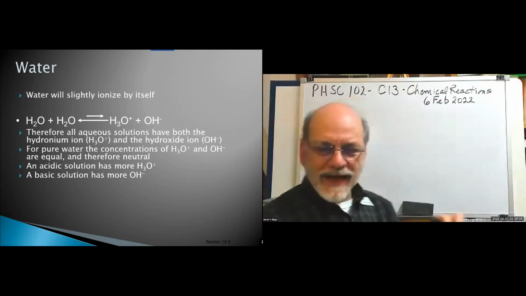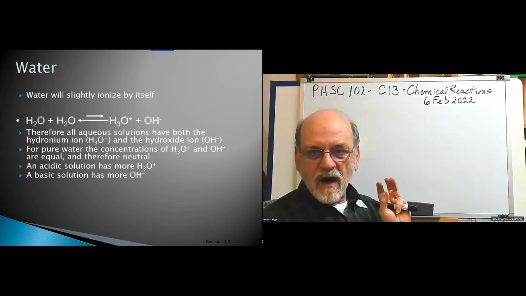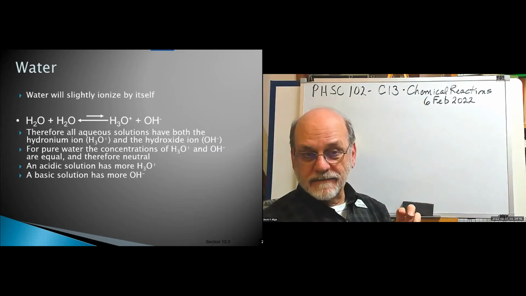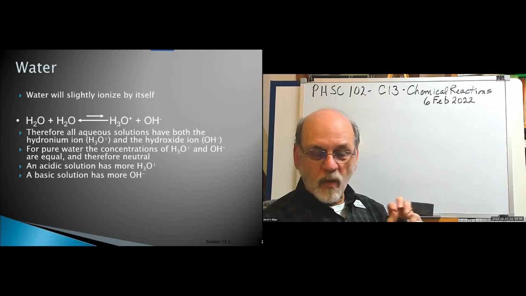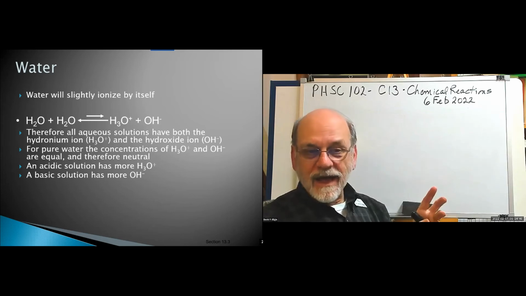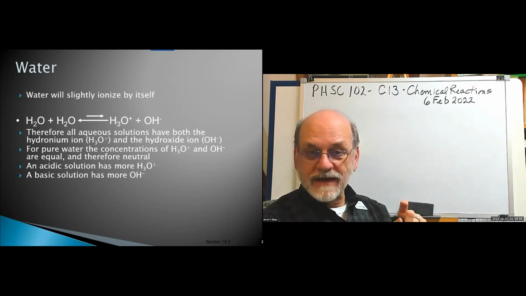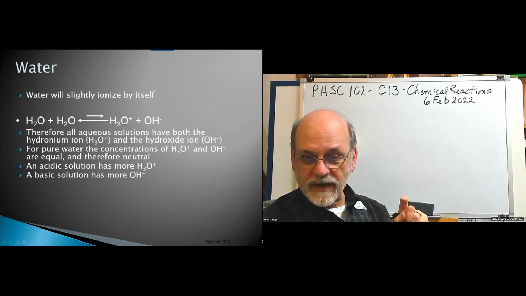Okay. So there's a curious behavior of water. Pure water will auto-ionize. In other words, one water molecule encounters another water molecule, and one molecule transfers a hydrogen to the other one. So when it does that, it produces a hydronium ion and a hydroxyl ion.